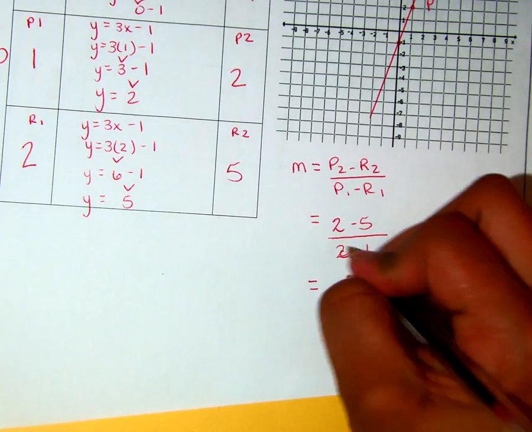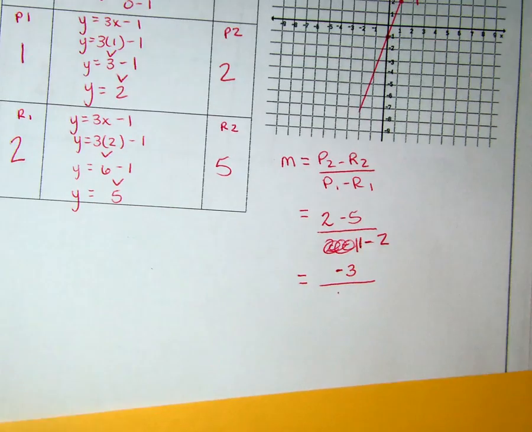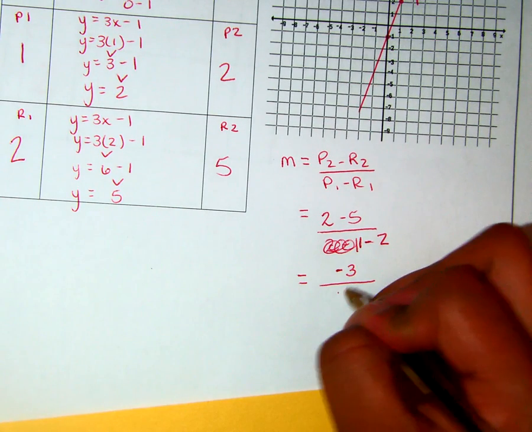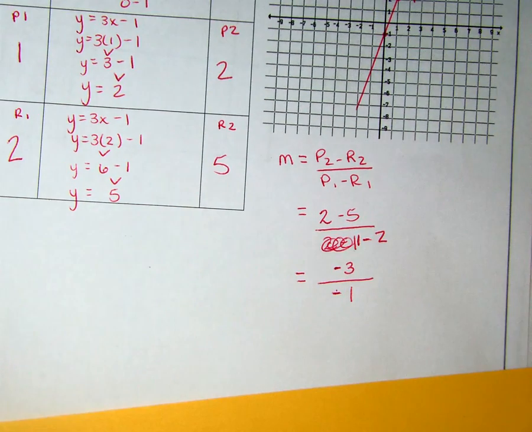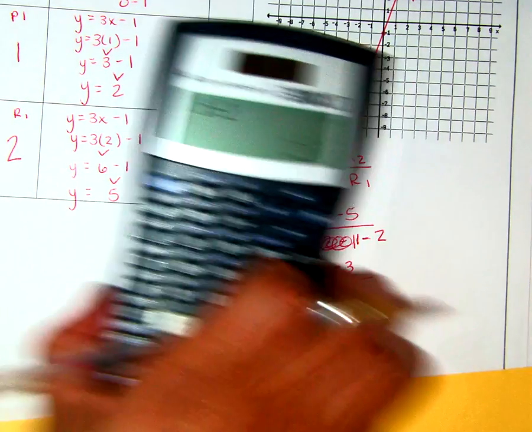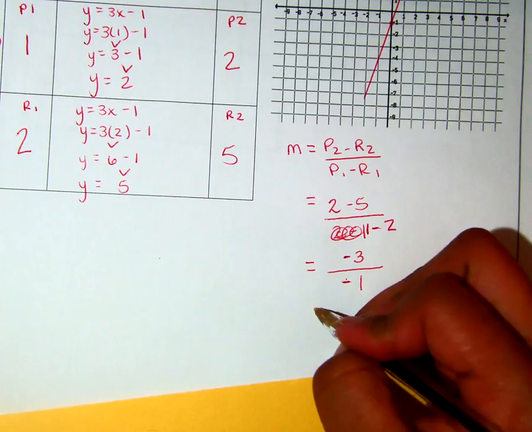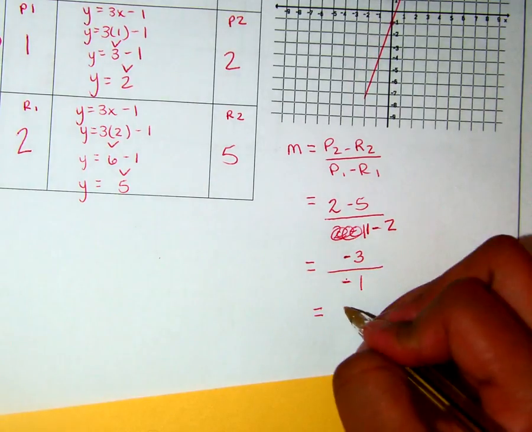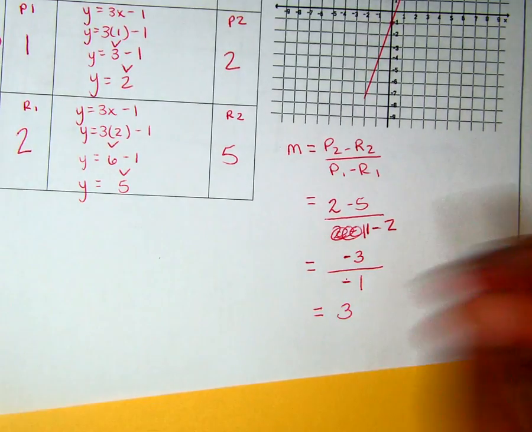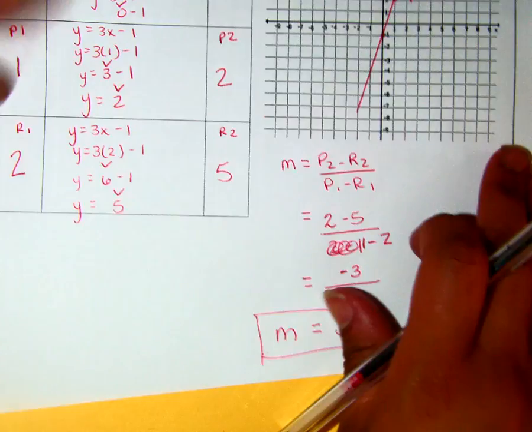Sorry, I did that backwards. It should be 1 minus 2. There we go, 1 minus 2. When I do 1 minus 2, I'm going to be left with a negative 1. All right, I know when I get to this point, I'm almost done. Remember, when I see two negatives being divided, I know I'm actually ending up with a positive. So slope is going to equal 3.